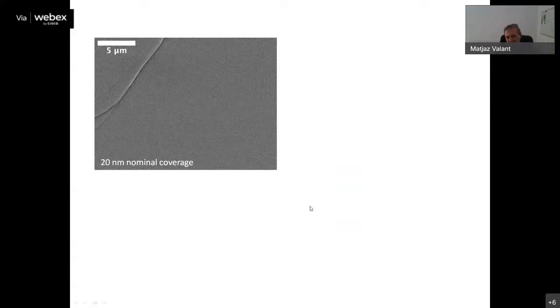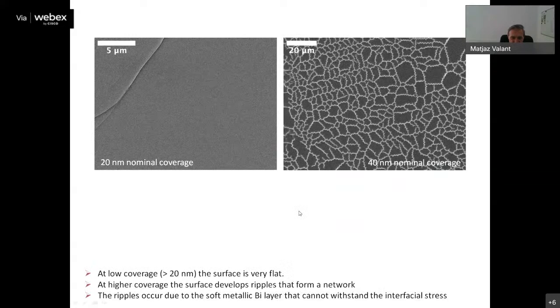Now we said, okay, but what if we really load a lot of titanium on the bismuth selenide? So we have done high coverage. You see now the picture for low coverage. It's nothing special. Now we deposit this titanium, which interacts with bismuth selenide, but the surface stays smooth. But now if we increase coverage, we get some interesting features. This is now an SEM picture of the 40 nanometer nominal coverage.